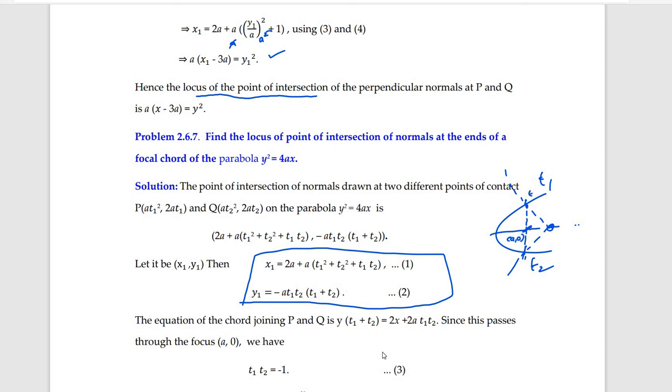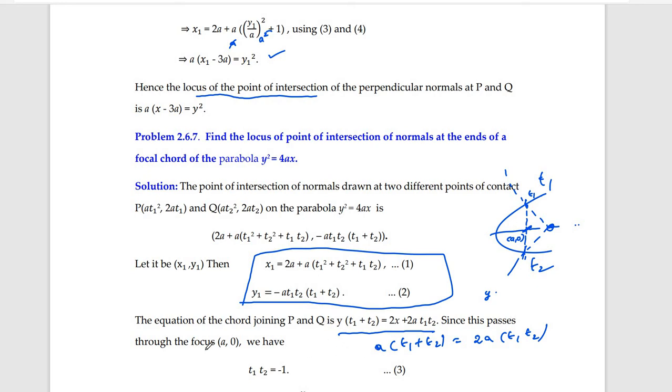We know the equation of the line joining t1 and t2: y into (t1 plus t2) is equal to 2 into (x plus a t1 t2). But because it passes through (a, 0), replace your x by a. So you have y (t1 plus t2) is equal to 2a into (1 plus t1 t2). So this is what we have.